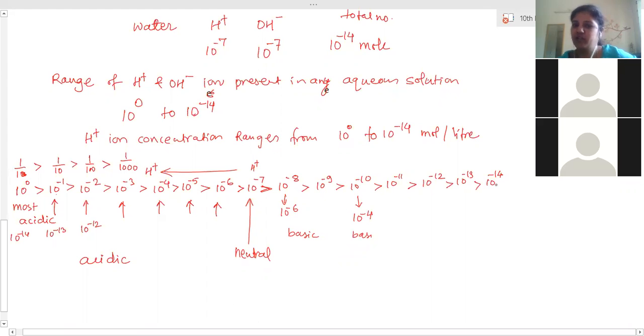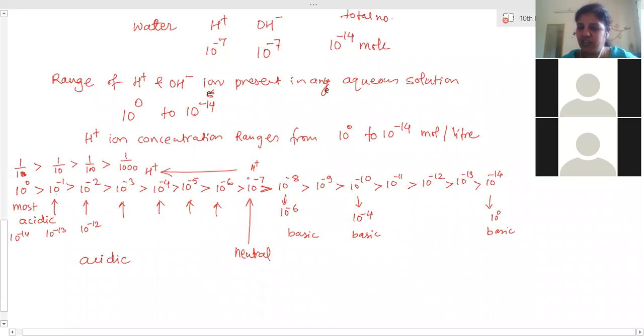10 to the power minus 14 H plus ions are present. So how many OH minus ions are present? 10 to the power 0. Which one is greater? 10 to the power 0. So OH minus is greater. So that means this is a basic solution.